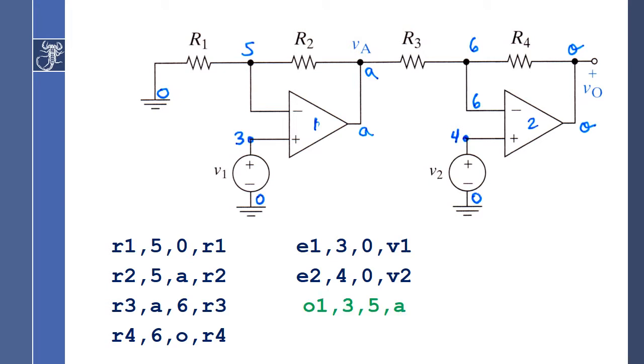Now we come to describing the ideal operational amplifiers. The first one on the left I have called O1. Positive node is 3, negative node is 5, output node is A. For the second one, O2, positive node is 4, negative node is 6, output node is O. So our description is complete.